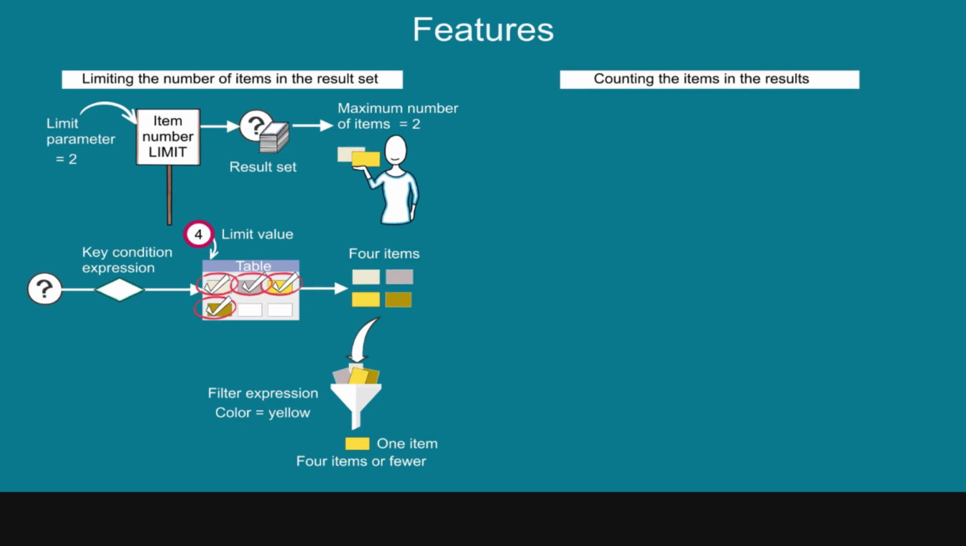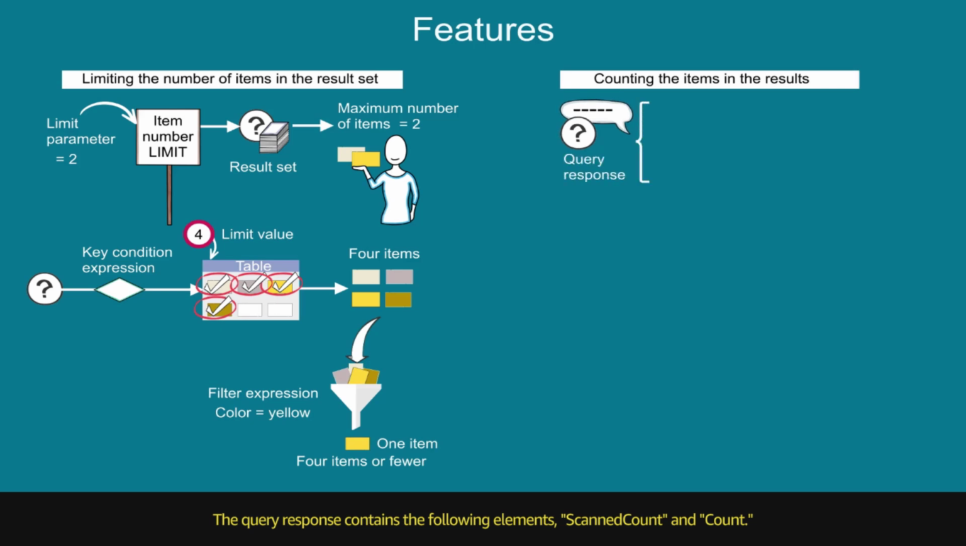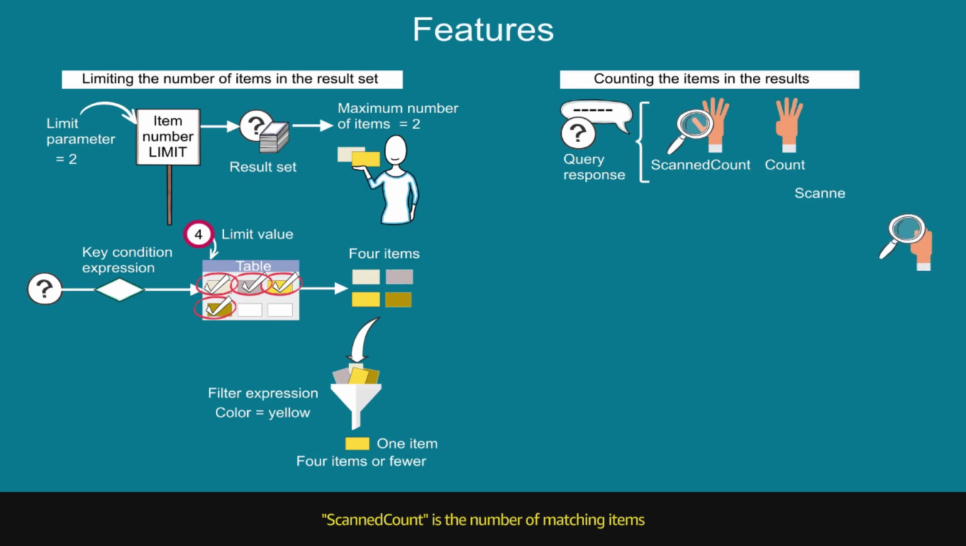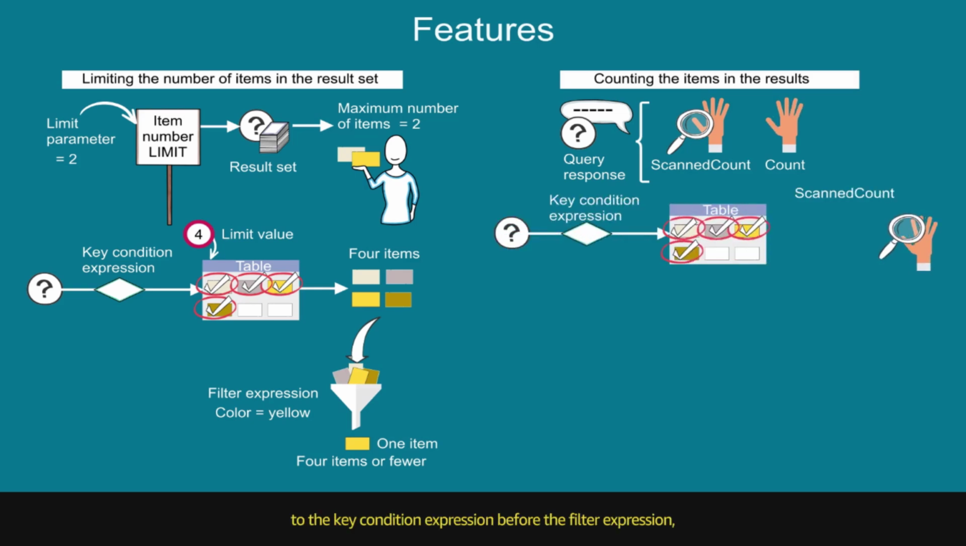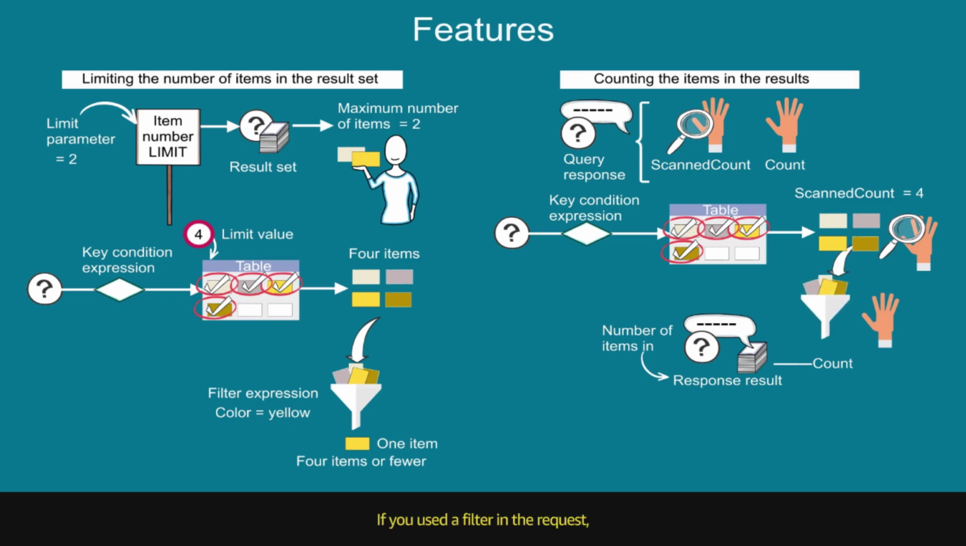Counting the items in the results. The query response contains the following elements: scan count and count. Scan count is the number of matching items to the key condition expression before the filter expression, if present, was applied. Count is the number of items in the response result. If you used a filter in the request, then count is the number of items returned after the filter was applied.